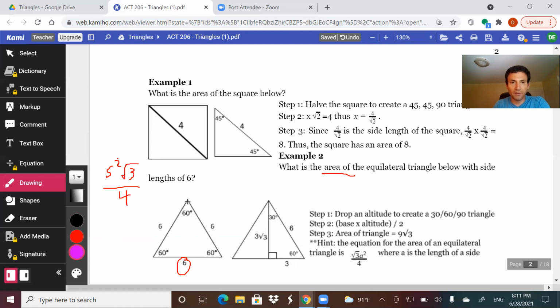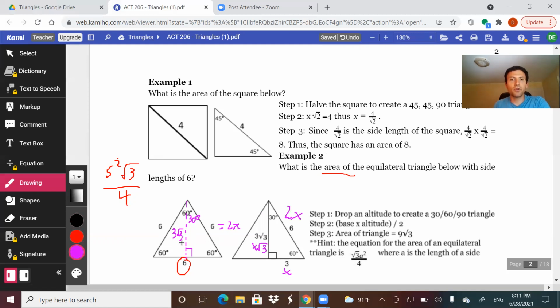What you'll want to do is drop an altitude. If you drop the altitude here, you know this to be 6. Real quickly, you've created a 30, 60, 90 triangle here. Again, you could reach for your calculator for trig, but I find the easiest thing to do is to just know that the 6 is your 2x. So your x would be 3. So your height across from the 60 is going to be 3 root 3, right? Because the proportions of a 30, 60, 90 are x, x root 3, and 2x.